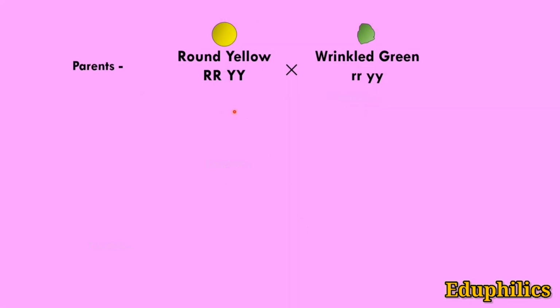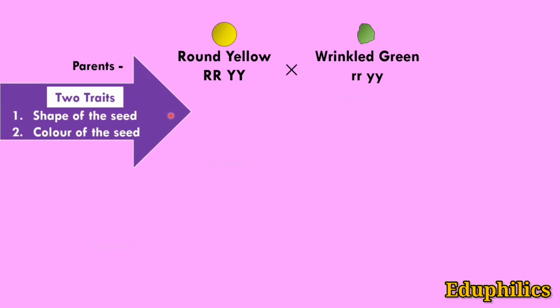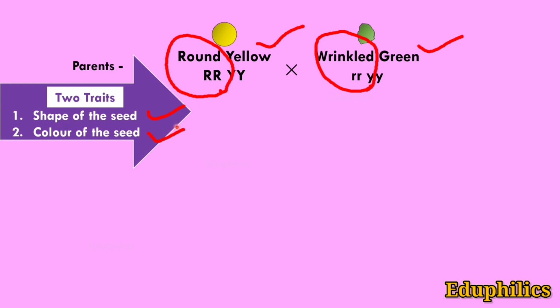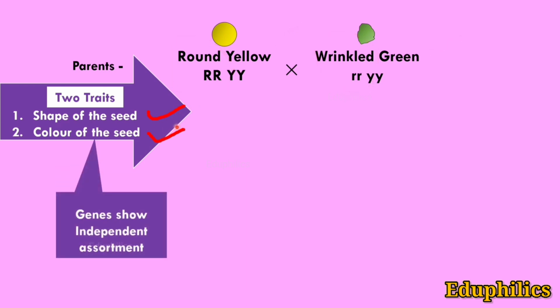This is a cross in pea plant. In this cross, we are studying two traits: 1. Shape of the seed, round and wrinkled, and 2. Color of the seed, yellow and green. The genes for these two traits are independently assorted. That means they are non-linked genes.